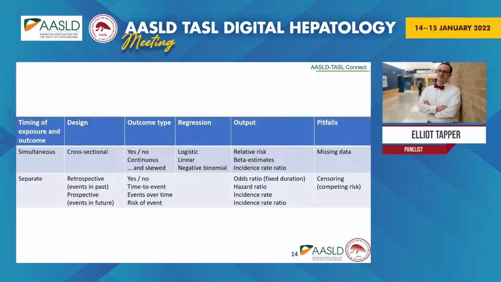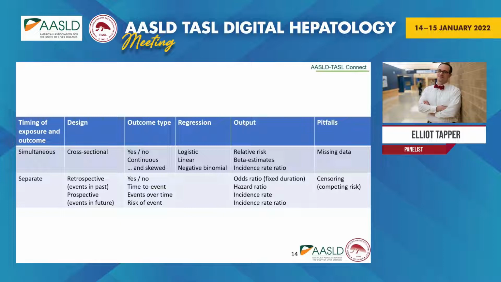Now, if the timing of the exposure and outcome are separated by time, either retrospectively or prospectively, you're going to be dealing with that competing risk and informative censoring problem. And here, what I would ask you to do is to consider whether or not you have a categorical outcome, which is probably the least sophisticated approach, where you would use logistic regression using an odds ratio.